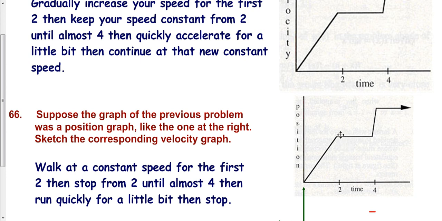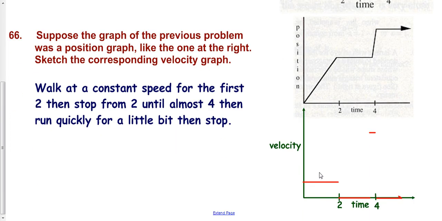So whenever you have a horizontal distance, like we have right here between 2 and almost 4, and then from 4 to the right, you're actually not moving. Your velocity is 0. So in other words, during this time right here, our velocity was constantly causing us to go farther. So our velocity was constant, a horizontal line. Then once again, we weren't moving, so our velocity was 0.